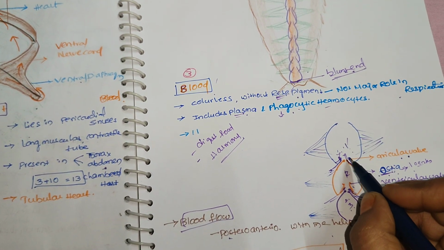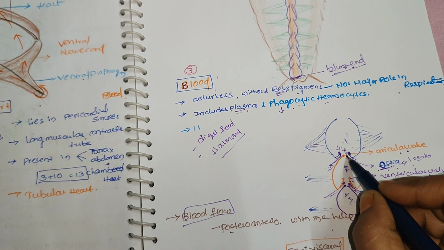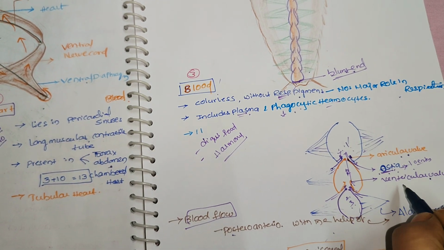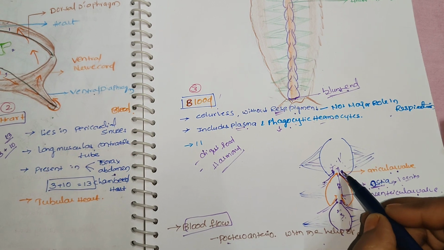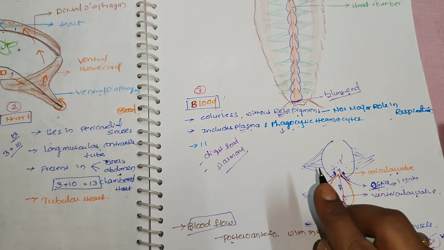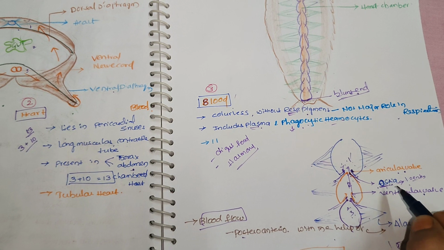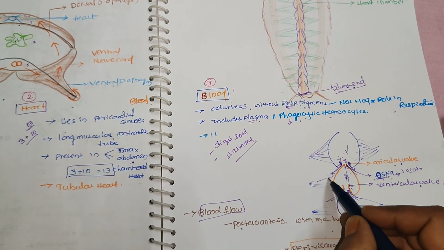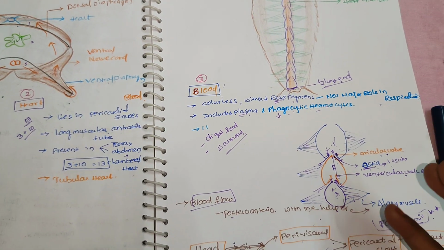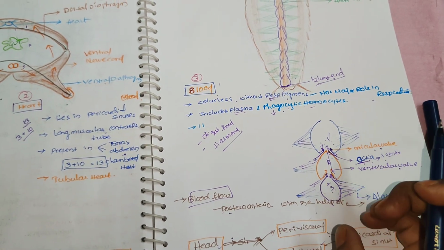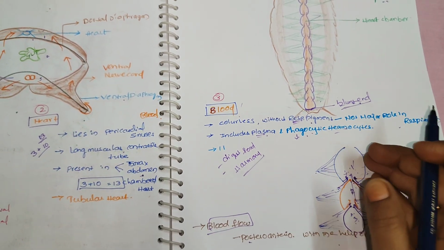One more thing: we have valves. The first chamber ends with the auricular valve and the second chamber starts with the ventricular valve. The importance of the valves is like the tricuspid and bicuspid in the human heart, here also the valves prevent the backflow. The blood will enter with the help of ostia, and valves are also present, the auricular valve and ventricular valve. Alary muscles are also present in each chamber. What is the importance of the alary muscles? With the contraction and relaxation of the alary muscles, the blood will be sent into the ostia, which means the blood will enter each individual chamber.